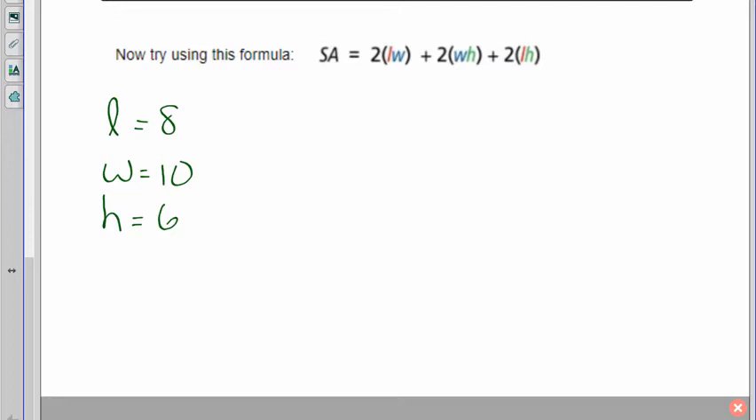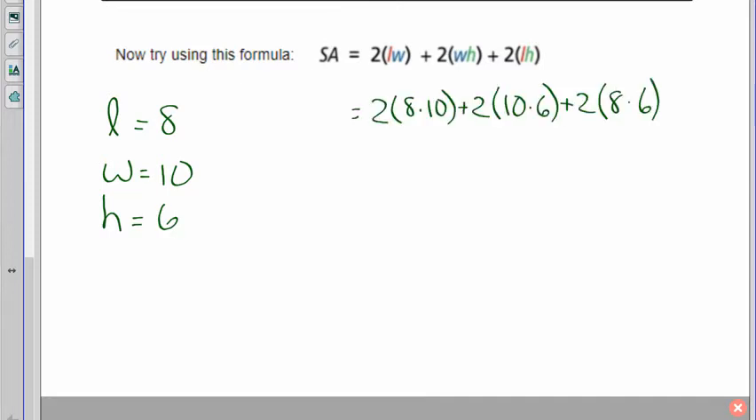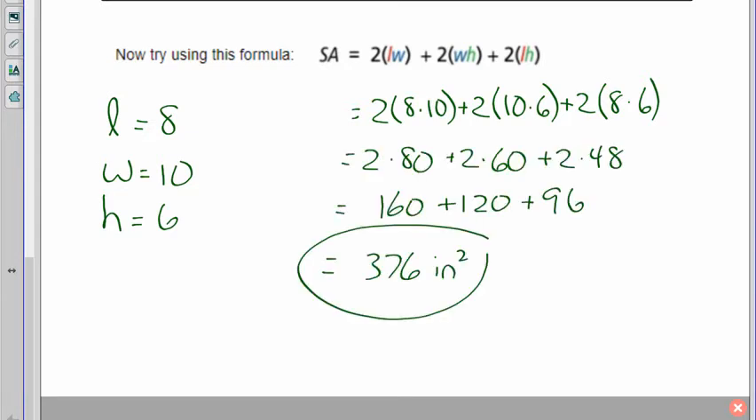All right, so I just need to fill this into our formula. And there it is. And working through the calculations, I still get to my same answer of 376 inches squared. Here's one for you to try.